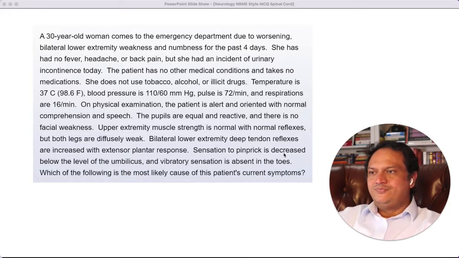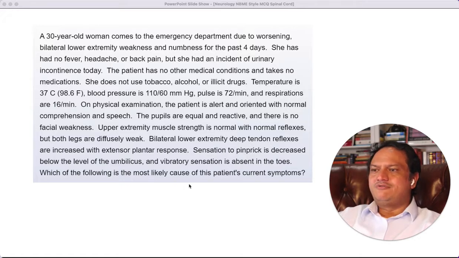Pinprick is the anterolateral spinothalamic pathways below the level of the umbilicus. So the umbilicus is typically considered T12. So that means that, sorry, T10 will be the umbilicus. So T10, T12, just below T10 is where there is the sensory lesion. Vibratory sensation is absent in the toes, which means that there is also some posterior column involvement.